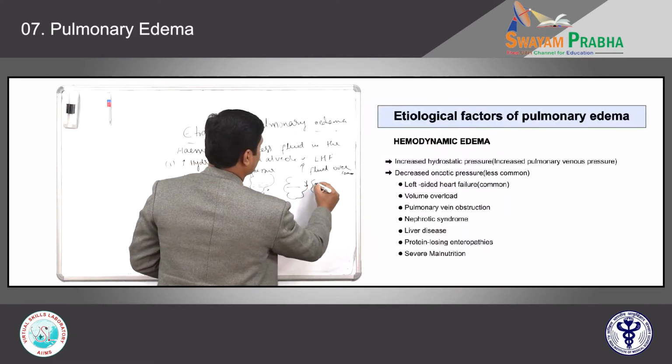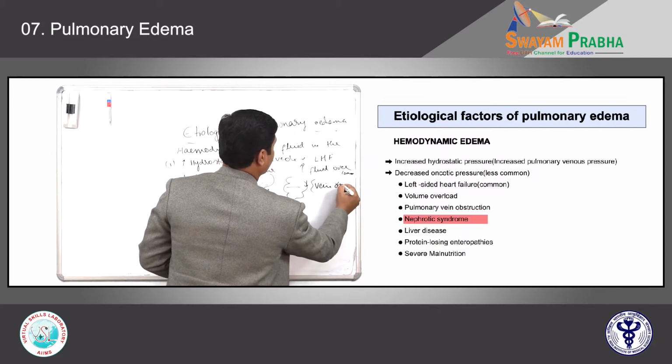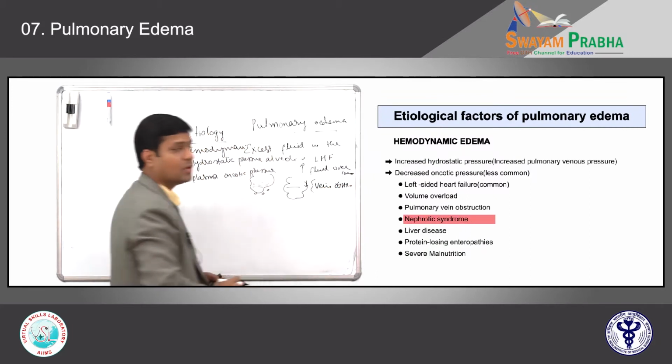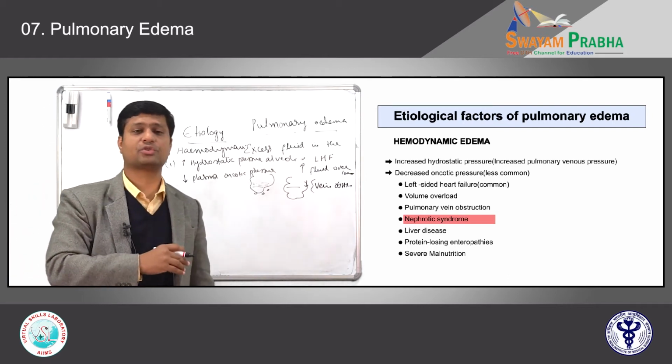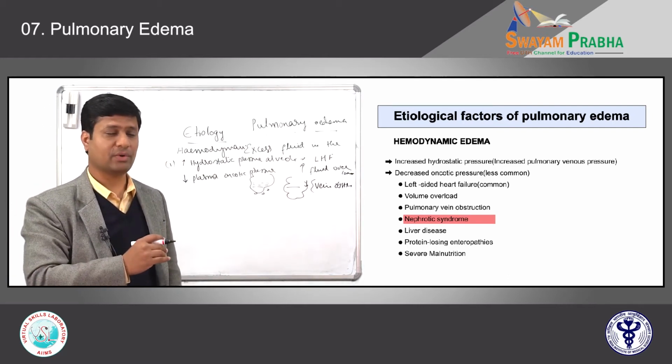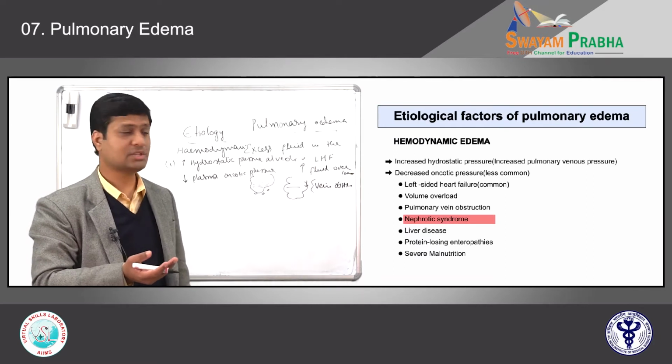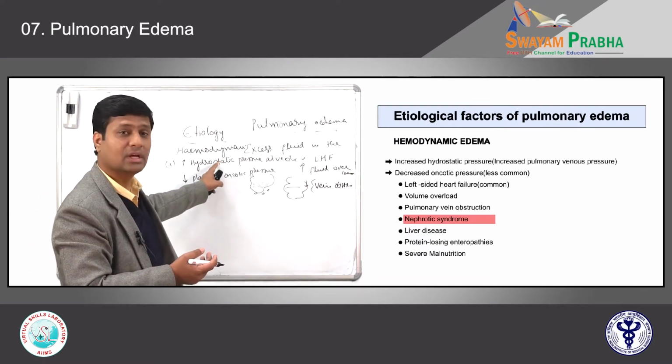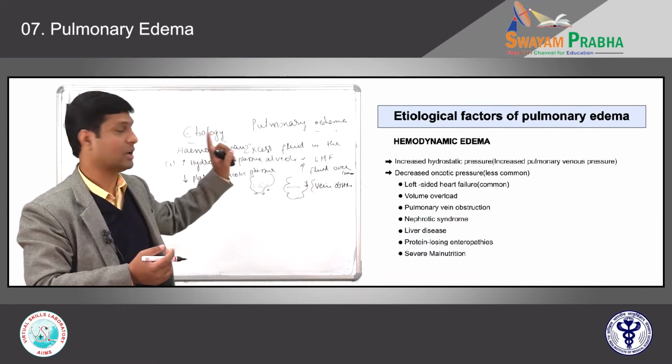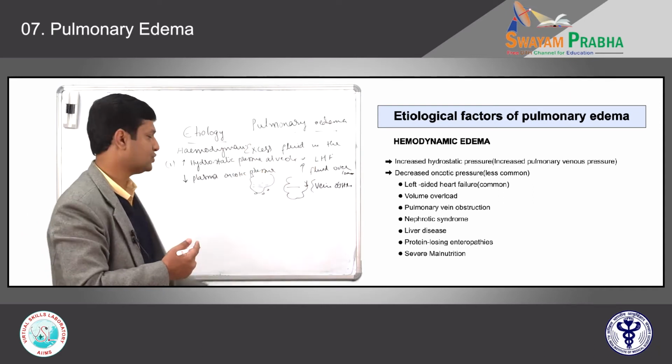Any condition which causes venous obstruction. When there is obstruction to the normal flow of blood in the veins, the hydrostatic pressure will increase and gradually they will develop pulmonary edema. So these are the three important conditions all of you should know.